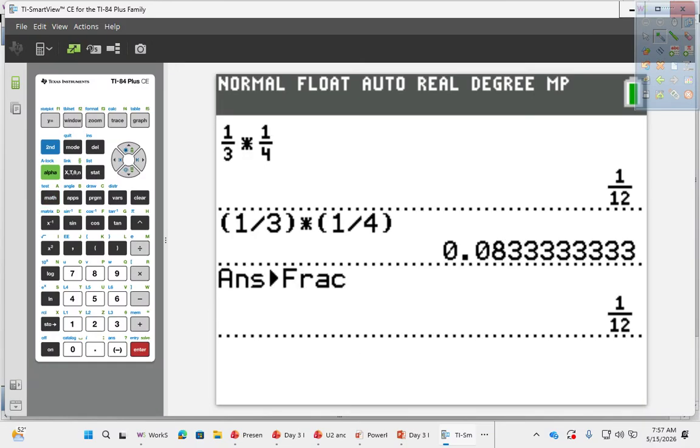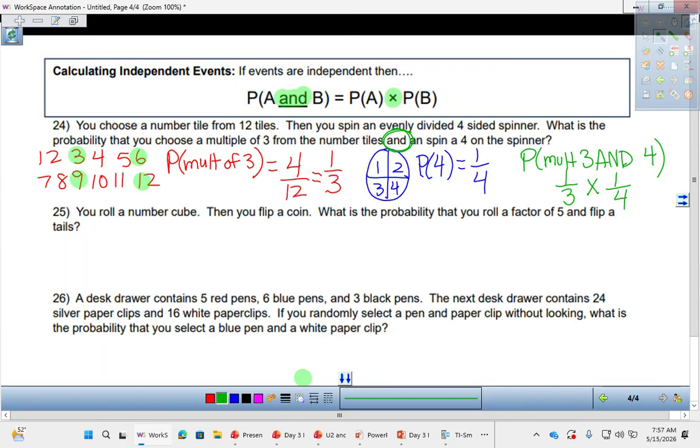You're getting 1/12 either way. All right, so the answer to this question is 1/12. The chances of both of those events happening simultaneously, one after the other, is 1 out of 12. I take each probability separately and then I multiply them together.